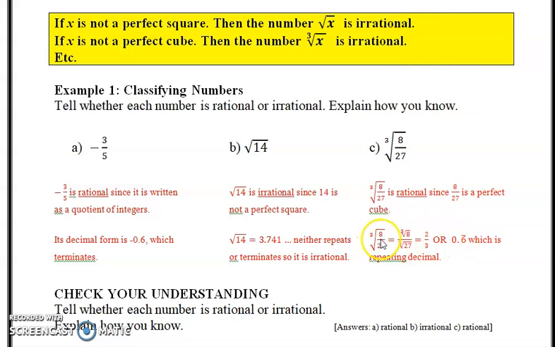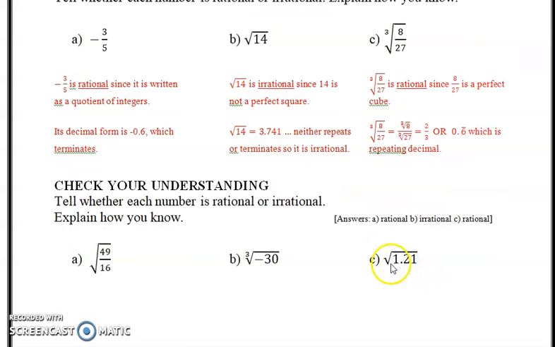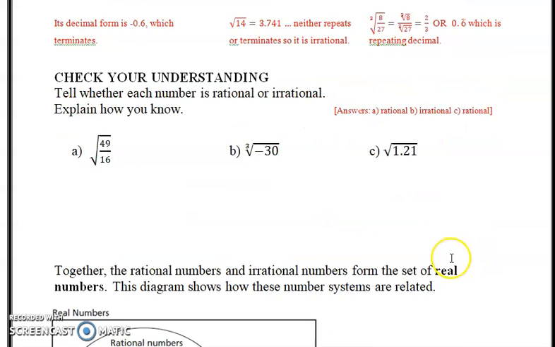You get 0.6 repeating if you punch it in a calculator, which can be represented as 2/3. So it is a repeating decimal. Therefore, it is rational. All right, so those are A, B, and C. There are your answers right here in the red: rational, irrational, rational.